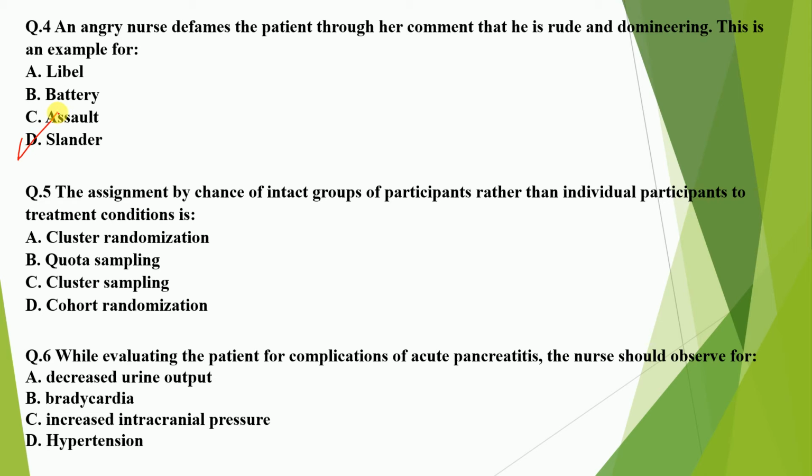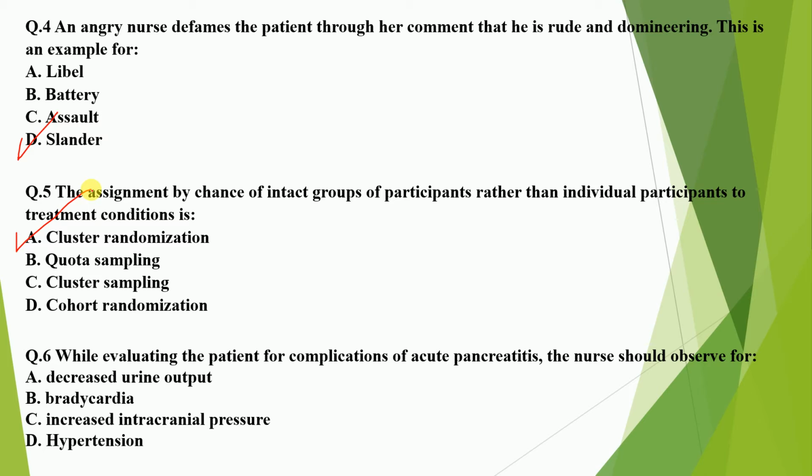Next question. The assignment by chance of intact groups of participants rather than individual participants to treatment condition is option A, cluster randomization, option B, quota sampling, option C, cluster sampling, option D, cohort randomization. Correct answer is option A, cluster randomization.